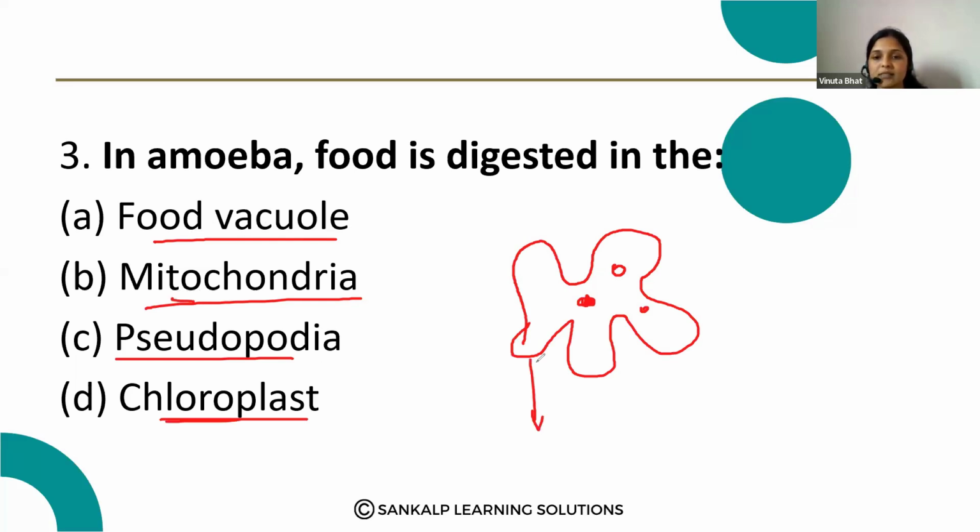Pseudopodia are the finger-like projections used for locomotion in the amoeba, so pseudopodia is the wrong answer. Chloroplast and mitochondria are not present in the amoeba. So the correct answer is food vacuole. Option A, food vacuole, is the correct answer.